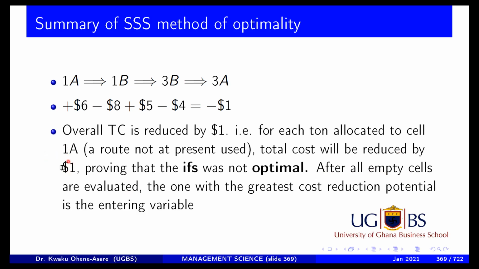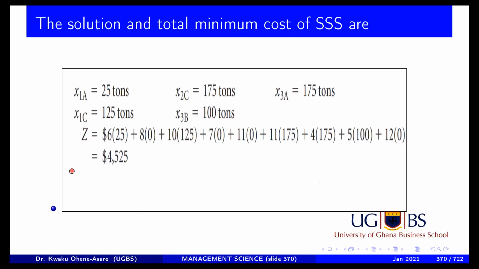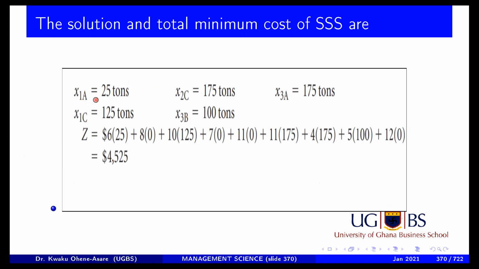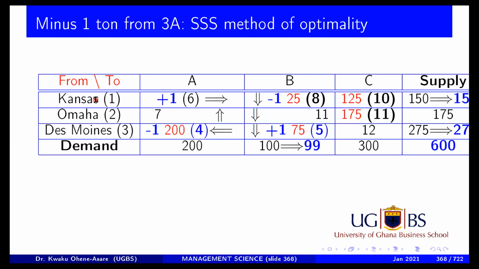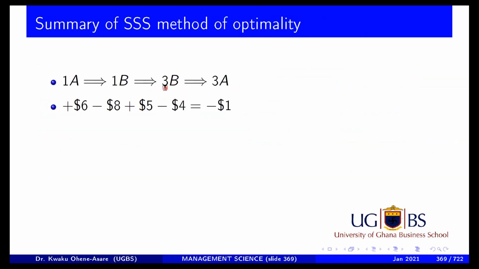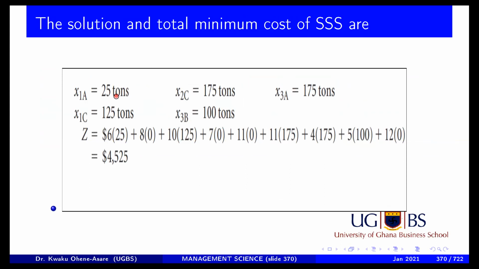So you can see that 1A gave us a total cost reduction of 1. What about the others? Well, this is what we have. You will know that X1A is the one that gave us a total cost reduction that was good, that was powerful, that was sensible. Okay, so if you look at X1A, remember 1 ton was there. The value of the tons that were there, you will notice that when you look at X1A, that will give us 25 tons.